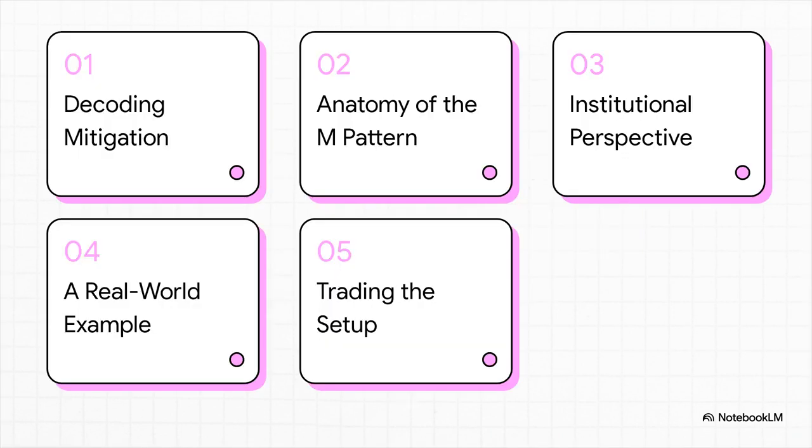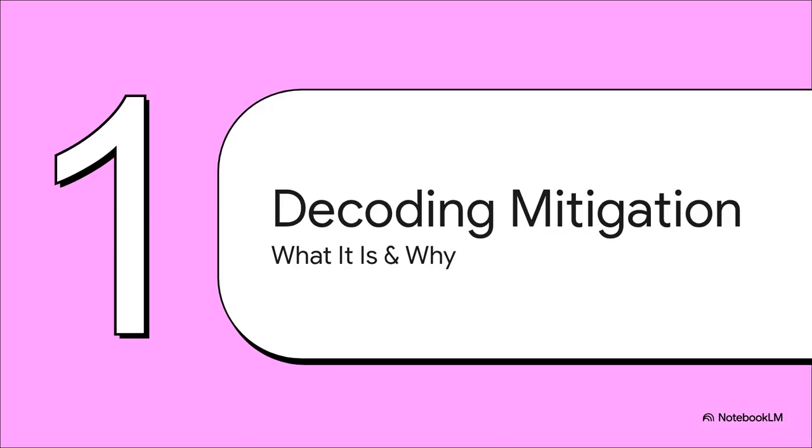So here's the game plan for today. First, we're going to decode what a mitigation block even is. Then we'll look at the M patterns so you know exactly how to spot it. We'll get into the institutional mindset, the why behind the move. Of course, we'll look at a real-world example on a chart, and then we'll tie it all together with a simple trading setup. Okay, let's get into it. First up, what is this thing and why does it matter so much?